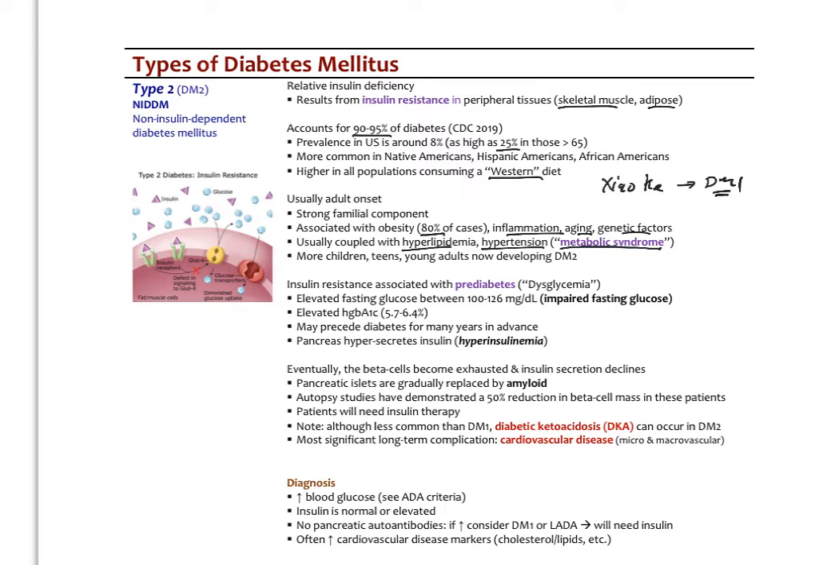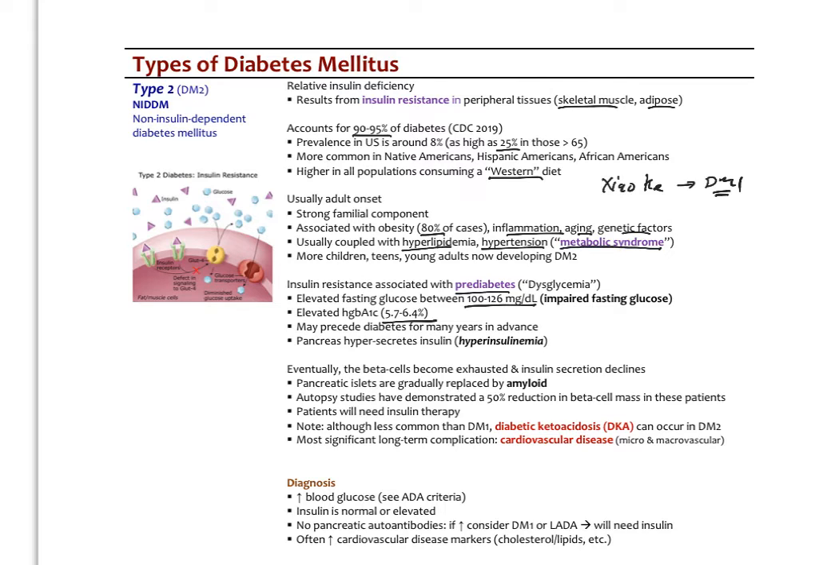More children, teens, and young adults are now developing type 2. So again, we used to call this adult onset or non-juvenile onset, but we're seeing now 13-year-olds, 14-year-olds developing type 2 diabetes. Insulin resistance, again, is associated with prediabetes or dysglycemia, and that's, again, an elevated fasting glucose between 100 and 126. It's actually up to 125. At 126 or over, you're technically in the diabetes range, and an elevated A1C between 5.7 and 6.4%. Prediabetes often precedes full-blown type 2 diabetes by years or even decades.